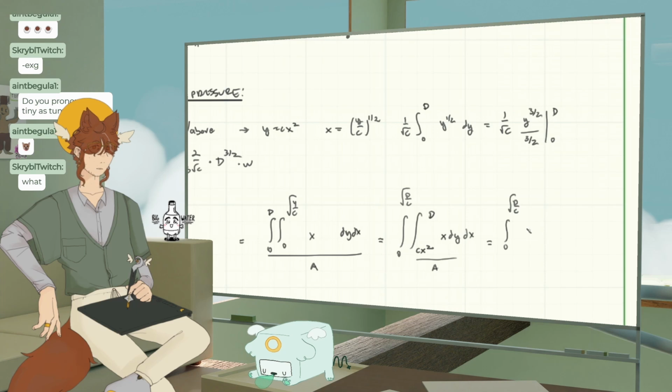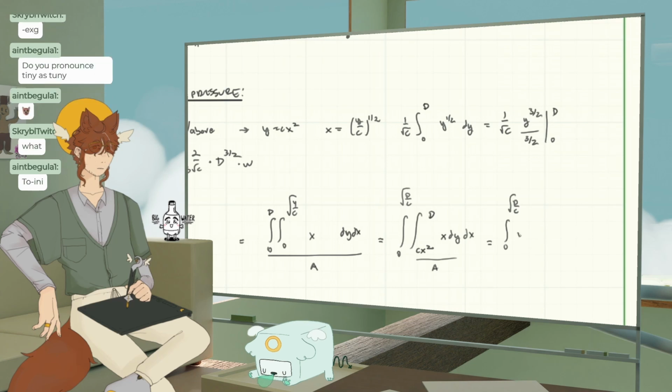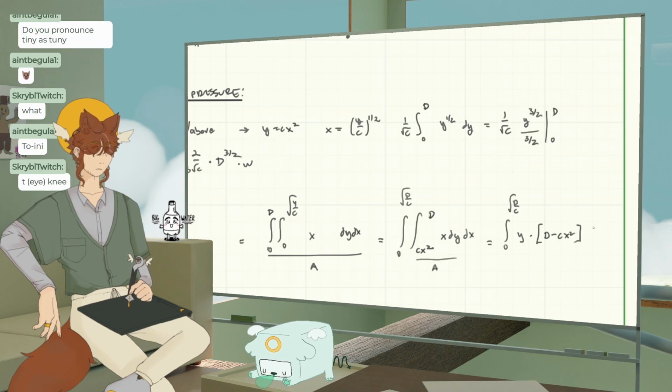Okay, so x squared... No, sorry. xy... y times x... I don't even need to do that. So it's gonna be d minus cx squared, dy, all over a. Okay, we're getting somewhere.